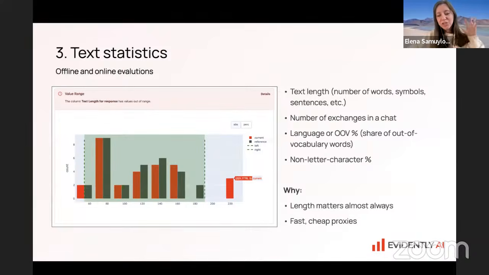And then there are things like, we're jumping from very complicated to very simple, like text statistics.